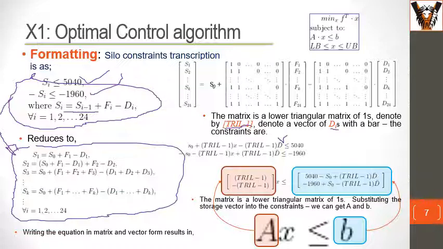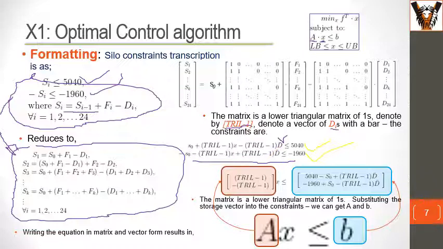equations, we can rewrite them this way, because we know that Si has to be less than 5040, and minus Si has to be less than negative 1960. So we can write it this way. So in fact, we can write these two equations. We can rearrange this equation so that the only unknown this side is X, as in this form. So here you see the only unknown is X, multiplied by some matrix A will be less than B.